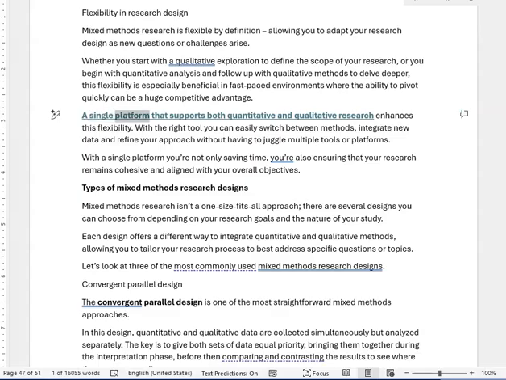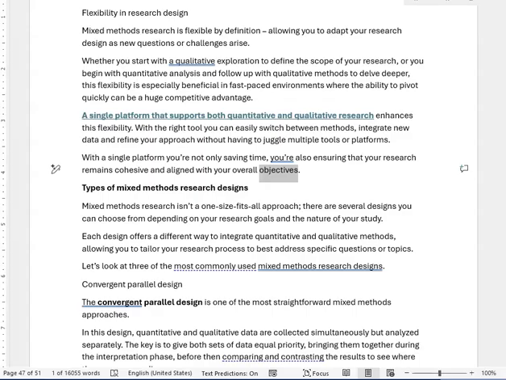A single platform that supports both quantitative and qualitative research enhances this flexibility. With the right tool, you can easily switch between methods, integrate new data, and refine your approach without having to juggle multiple tools or platforms. With a single platform, you're not only saving time, you're also ensuring that your research remains cohesive and aligned with your overall objectives.